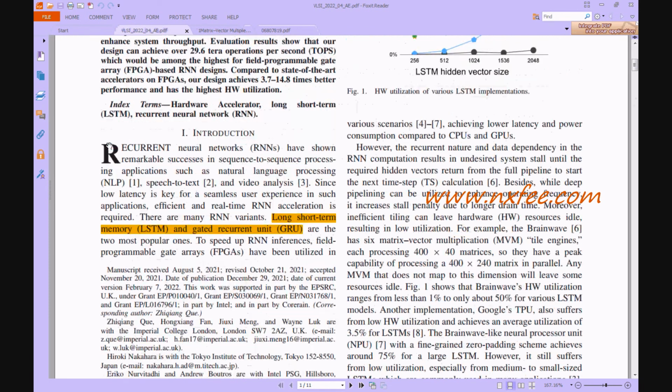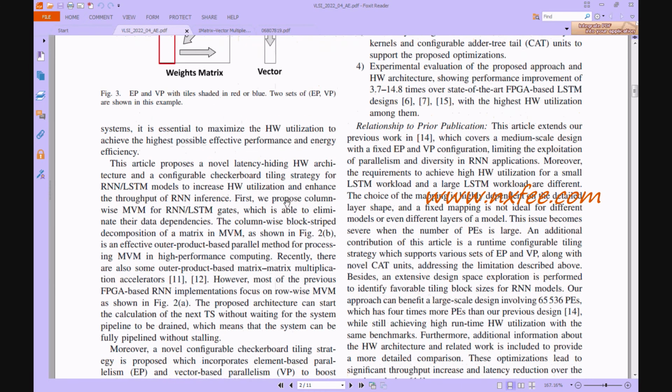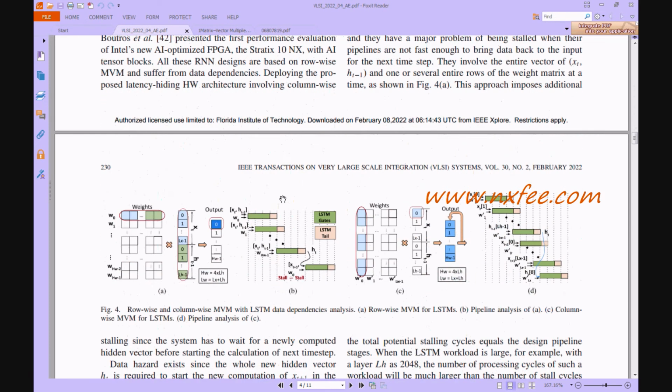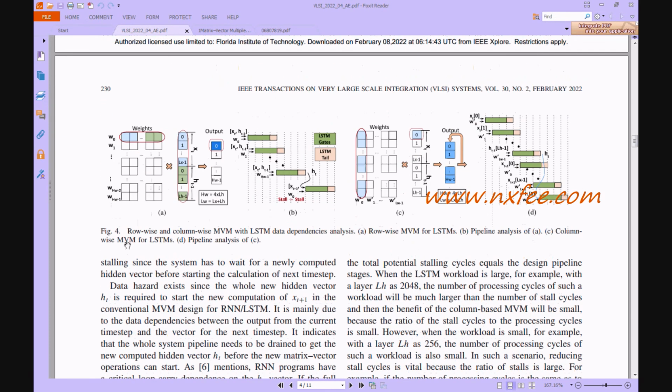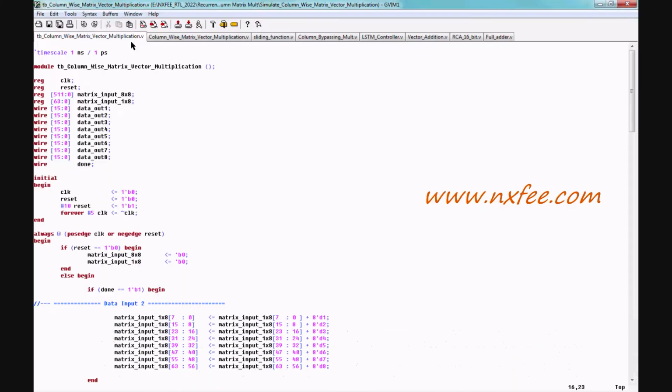And this is the architecture of this paper. This is the basic row matrix vector multiplication and column-wise matrix vector multiplication. This is the proposed thing they have shown in figure 4: row-wise and column-wise matrix vector multiplications with the LSTM-based data dependency analysis. Now we can show the coding part. This is the code for the column-wise matrix vector multiplications.